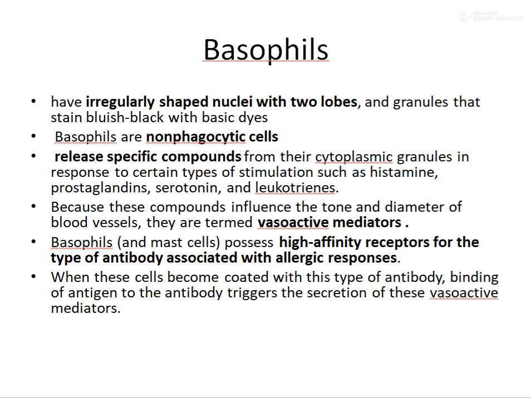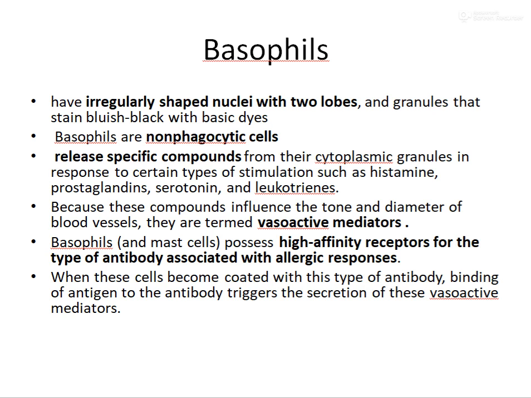Now, basophils have an irregularly shaped nucleus with two lobes, and the granules stain bluish black with the basic dyes. They are non-phagocytic cells, but they release specific compounds from their cytoplasmic granules in response to certain types of stimulation, such as histamine, prostaglandin, serotonin, as well as leukotrienes. These compounds influence the tone and the diameter of the blood vessels, and hence they are considered to be vasoactive mediators.